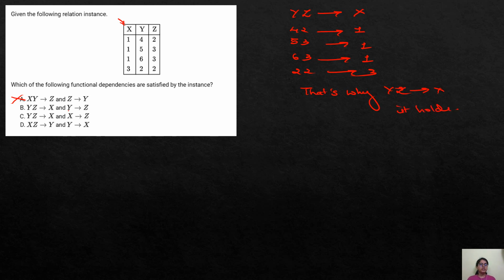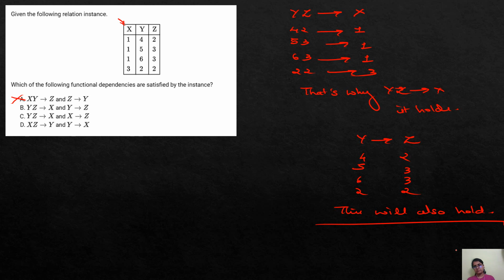Now let's check for Y determining Z. Let's write the values for Y: 4, 5, 6, 2, and the values of Z are 2, 3, 3, 2. Here also these are all unique values, so we can have any value in the RHS. So this will also hold. So the correct option is B.